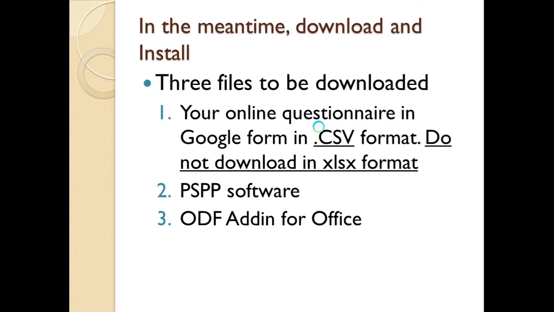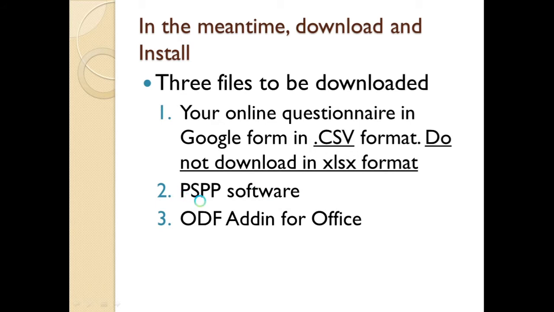You have to download at least two important things. Number one, from your online questionnaire in the Google form, you have to download the Excel sheet in .csv format. Don't download XLS format because PSPP will not import XLS files. Rather, it would import CSV file, comma separated version. So if your Google form is downloaded as a .csv file, it would be easy for PSPP software to import it and then start analyzing it.